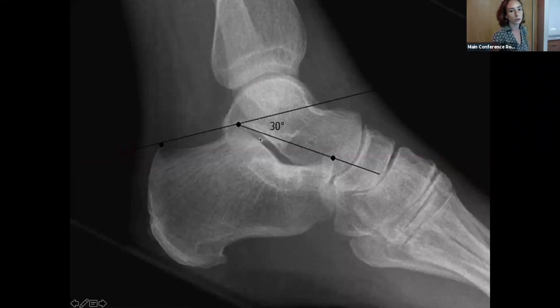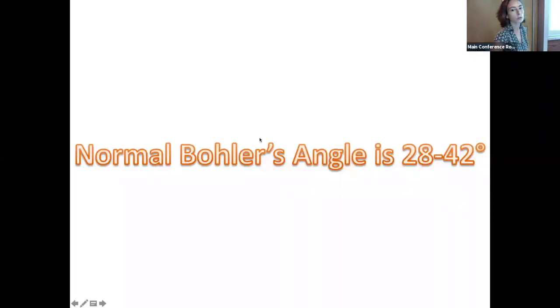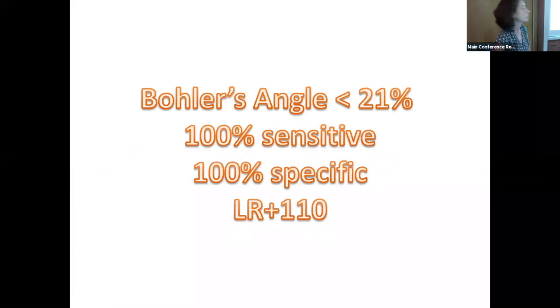And usually, between 28 degrees and 42 degrees is normal. So why is this important? Because having a Bohler's angle less than 21 degrees is nearly 100% sensitive or 100% specific, with a likelihood ratio of 110 of having a calcaneal fracture. So it's really, really important to measure these angles, especially if you don't see the fracture.